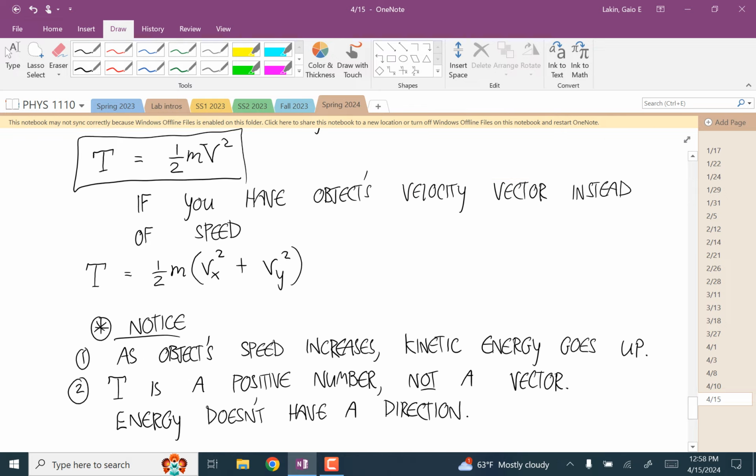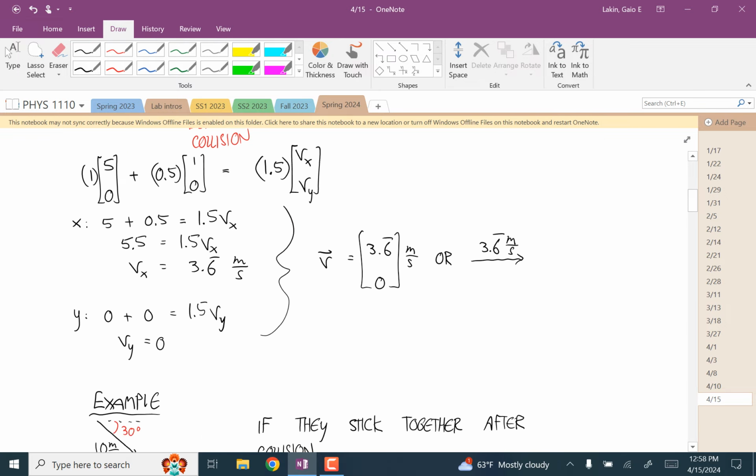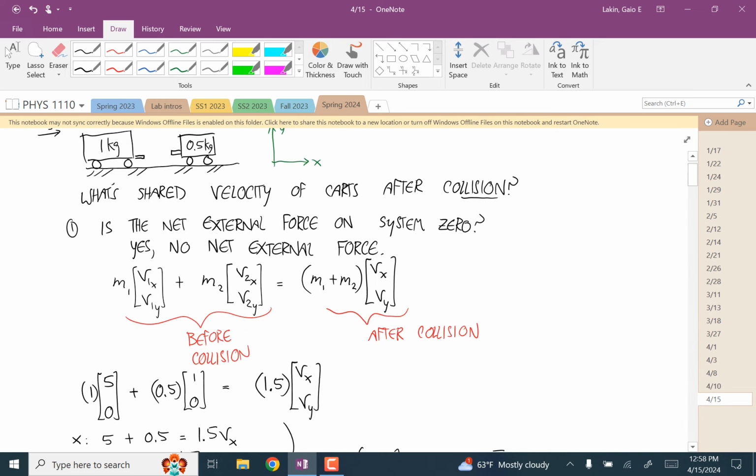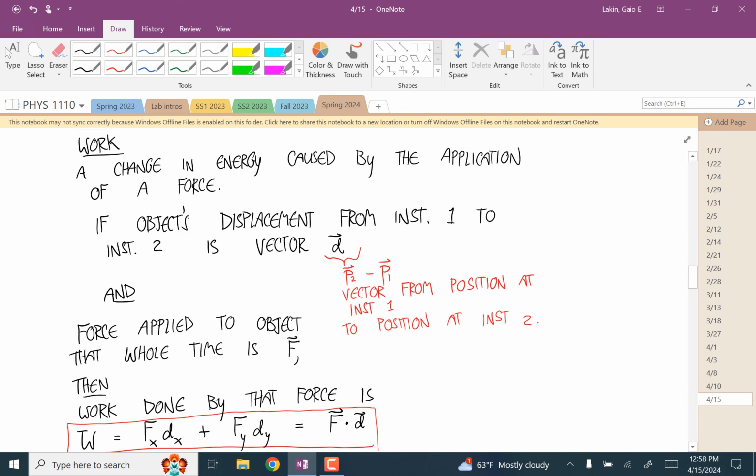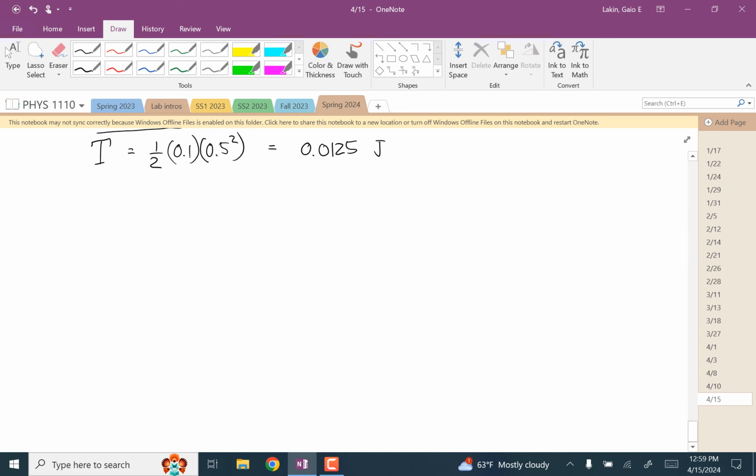Okay, let's go back to this equation. When I introduced the equation that we're going to use, I said that in order to use this equation, the only energy changes could come from potential energy. So now we're going to talk about conservative forces, and relatedly, what are the situations where you have such a thing as potential energy? Not all objects have potential energy. Not all forces have potential energy.